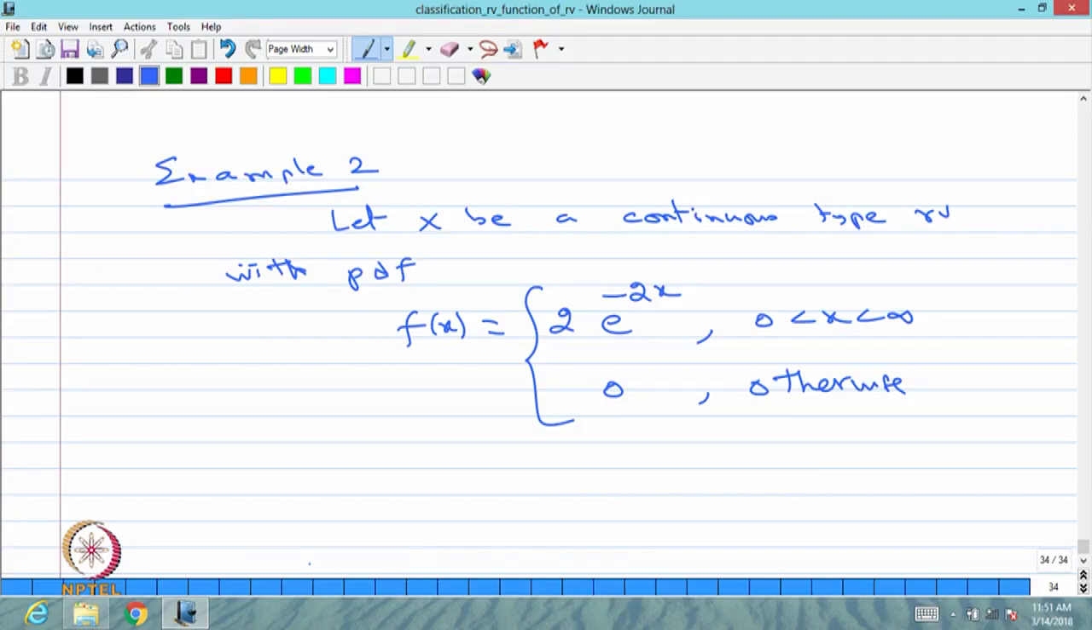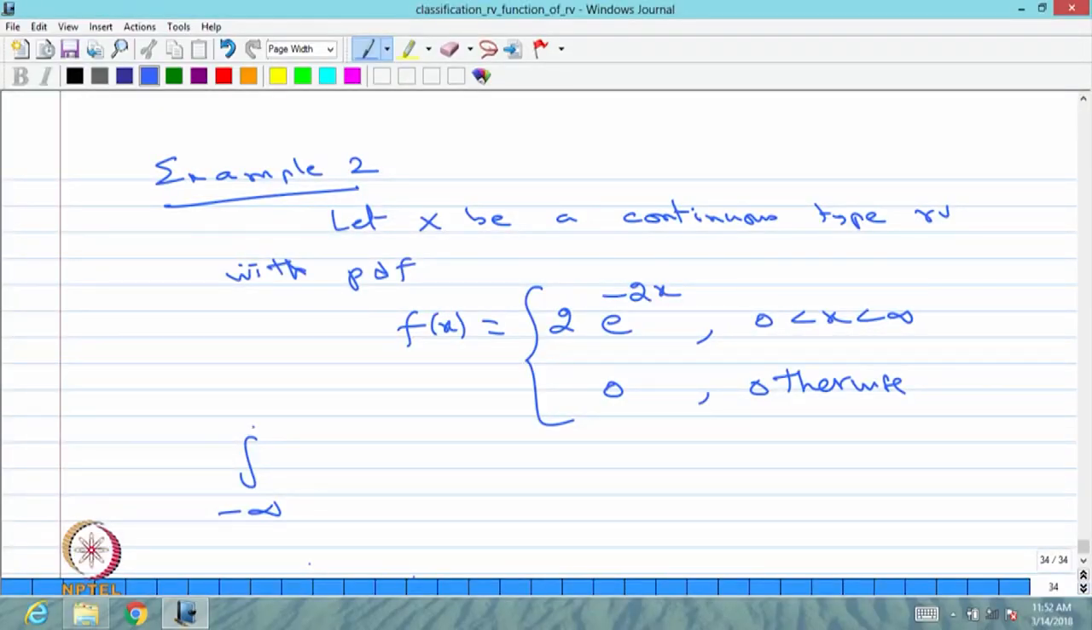You can verify whether this is a probability density function or not. If you integrate, you will get the value 1 over the interval 0 to infinity, because from minus infinity to 0 it is 0 and it is a positive function. Therefore, it is a probability density function. Since the possible values of x are from 0 to infinity, you do not need to check whether this is going to be a finite quantity in the absolute sense.